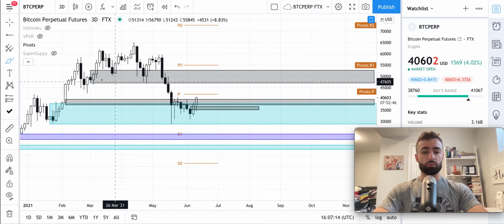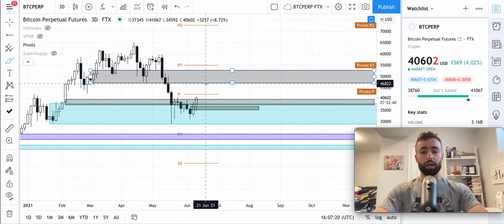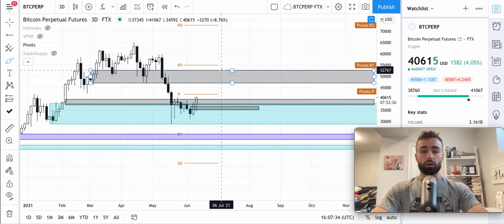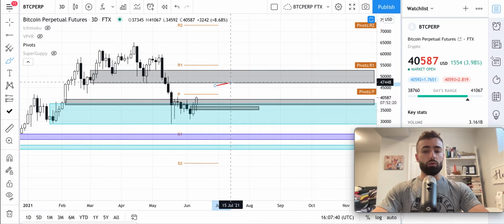So this gray zone right here was our support level twice before we broke through it. So now when we come back into it, if we do, this will be strong resistance, and that zone starts at about $47,100 roughly, up to about $52,500. Sorry, I forgot I was still on the brush.